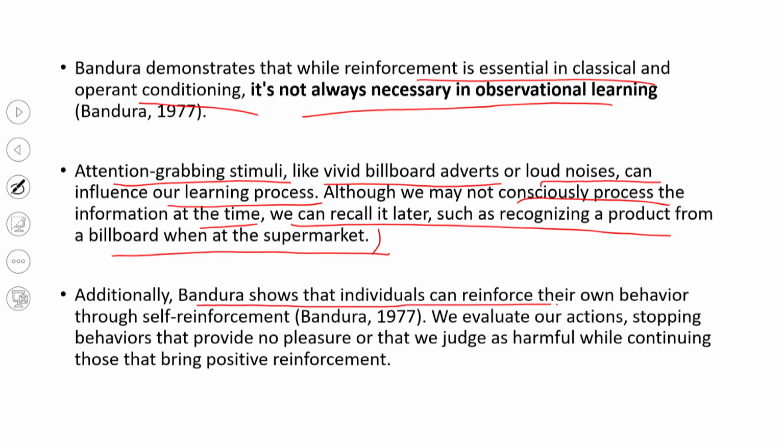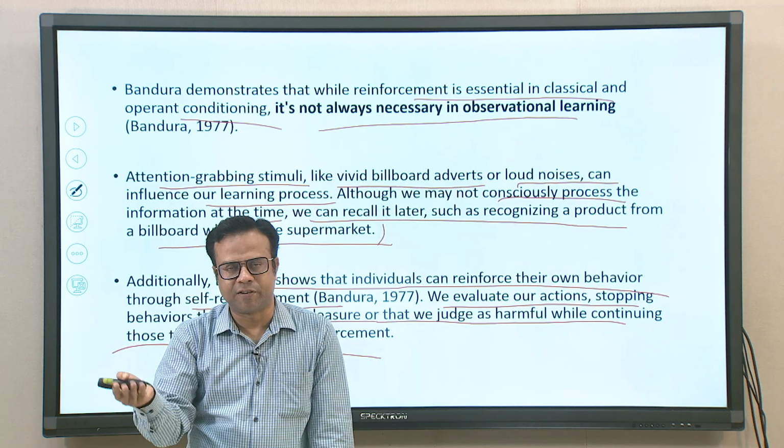Bandura also showed that individuals can reinforce their own behavior through self reinforcement. Not necessarily should someone else give a reward, you can give yourself your own reward. We evaluate our actions, stopping behavior that we judge as harmful, while continuing those that bring positive reinforcement. So, we can think of some kind of self reinforcement also. If you do something, it gives you pleasure, so it is a kind of self reinforcement. So, that can also influence and so on. So, reward does not necessarily have to be there for observational learning to happen, but if it is there, it will influence. But in case of classical and operant conditioning, reward was kind of a necessary factor.